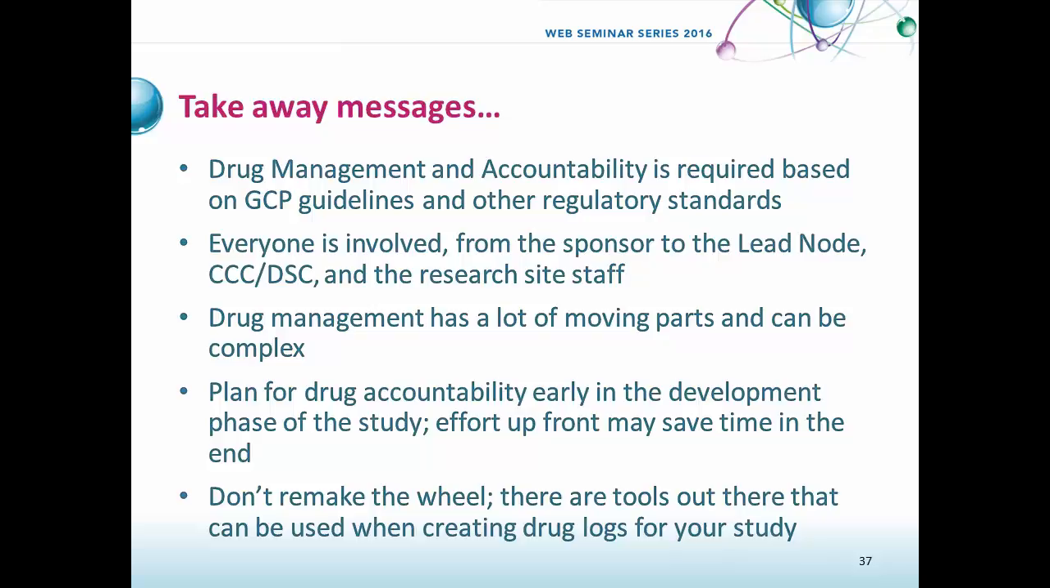Everyone is involved, from the sponsor to the lead node, CCC, DSC, and the research staff. Drug management has a lot of moving parts and can be complex. Plan for drug accountability early in the development phase of the study. Effort up front may save a lot of time in the end. And don't remake the wheel.